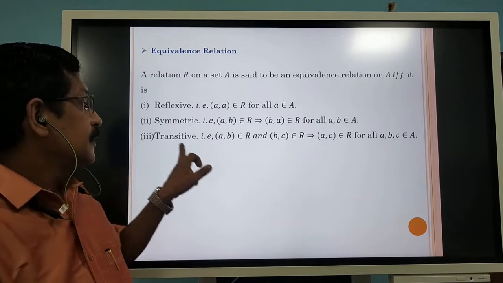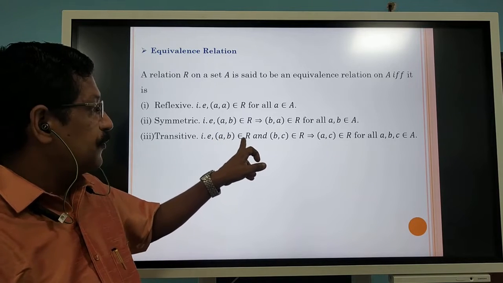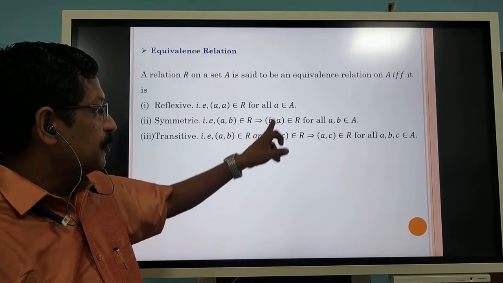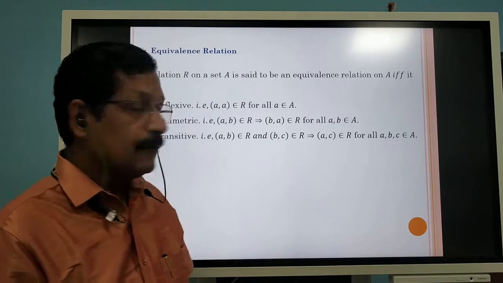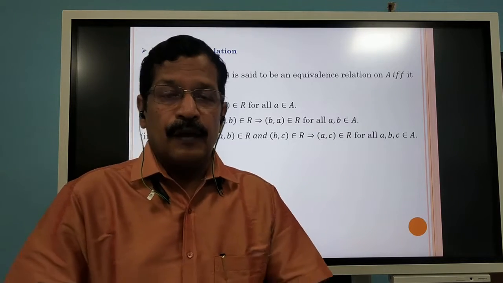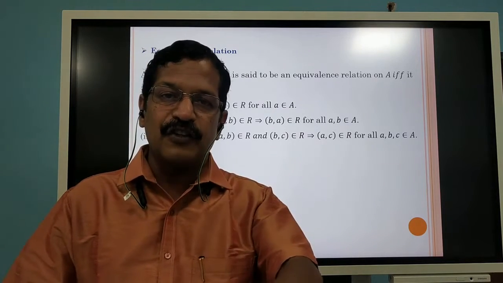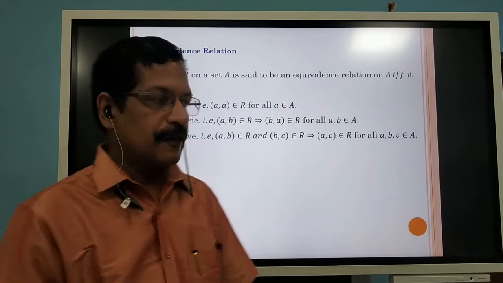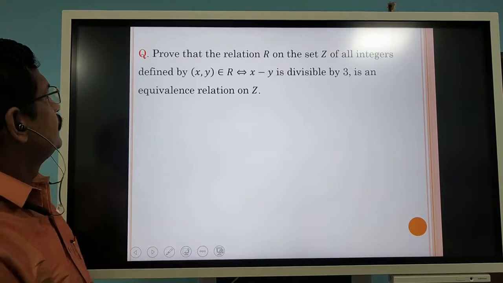And the third condition is transitive. That is, ordered pair (a, b) element of R and ordered pair (b, c) element of R implies ordered pair (a, c) element of R, for all a, b, c element of the set A. If all the three conditions are satisfied, then the relation R is said to be an equivalence relation. Let us have an example.